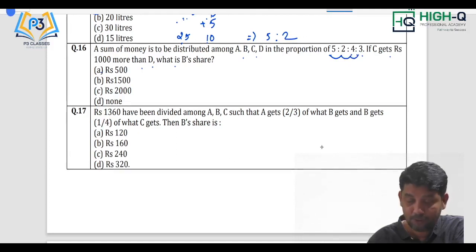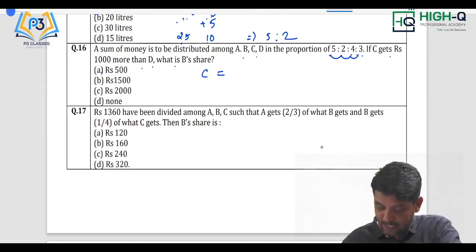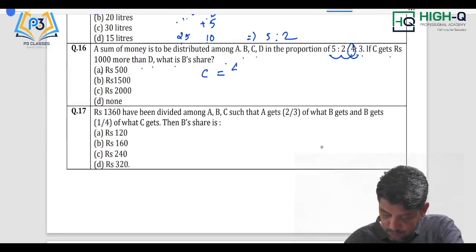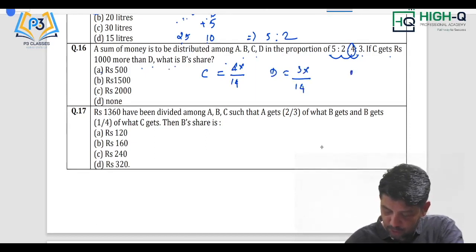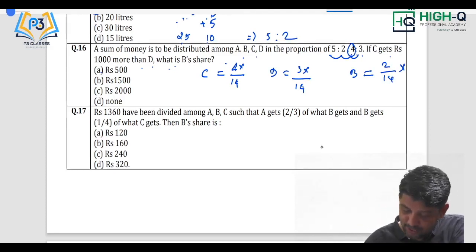14. Total is 14. So, can I say C share is equal to, let me take the common multiple as x, 4x by 14 and D share is equal to 3x by 14. And the question asks you to find B share. B share is equal to 2 by 14 x. Now we have to find out the value of x. Answer is over. The condition is what?